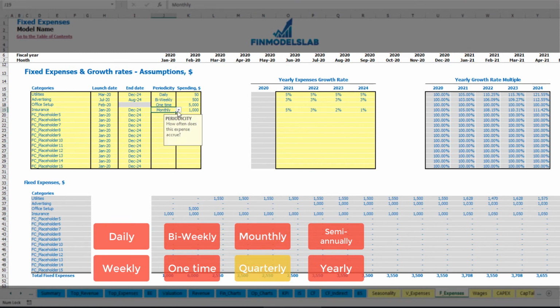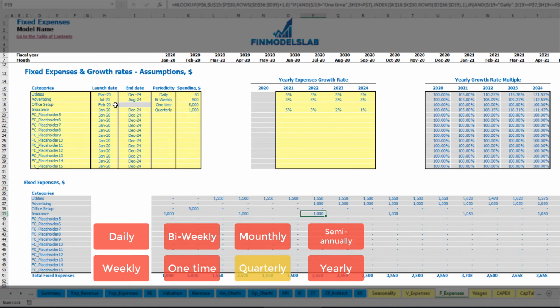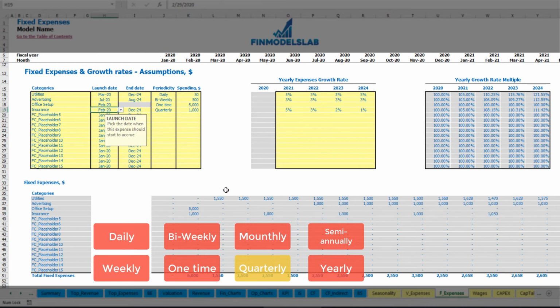Another option, quarterly. You may see that insurance will be paid $1,000 each quarter. You can start it, for example, from February, and this will be shifted 1 month forward.